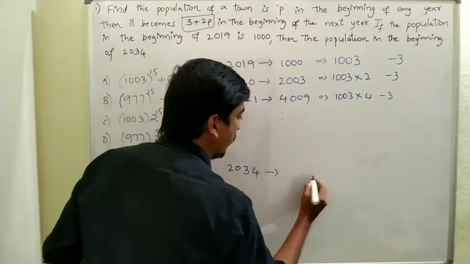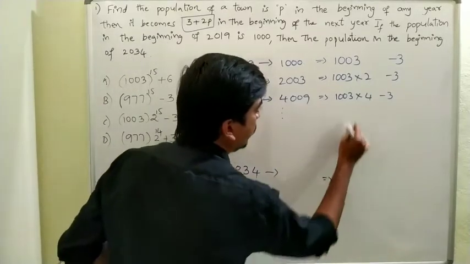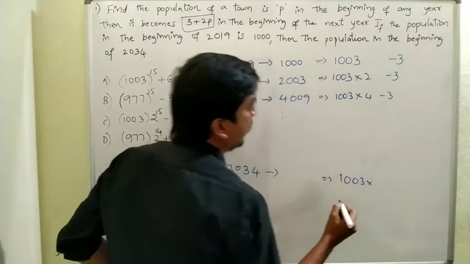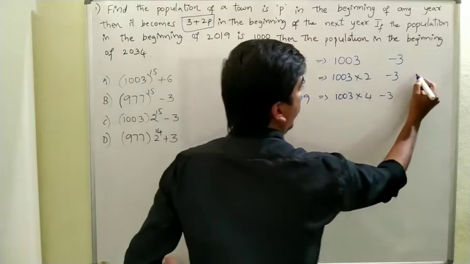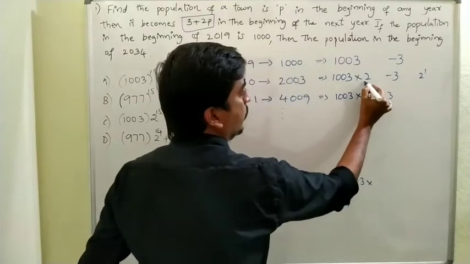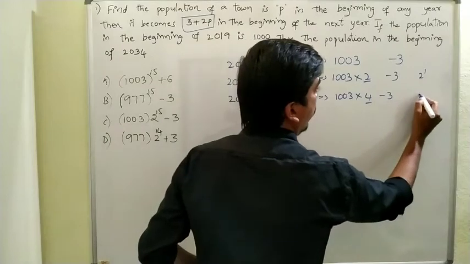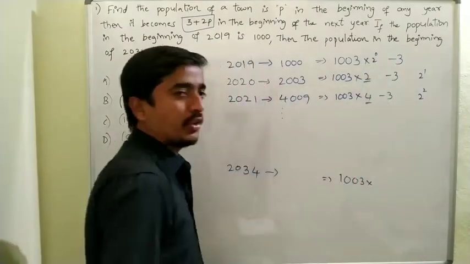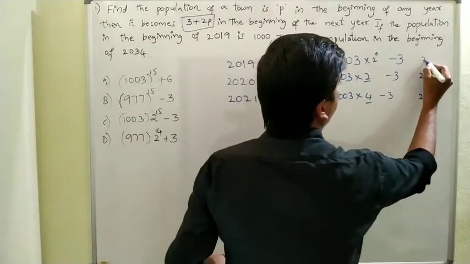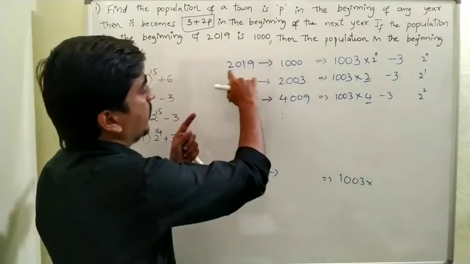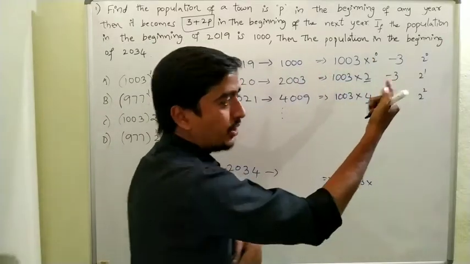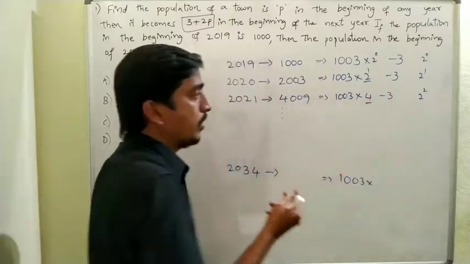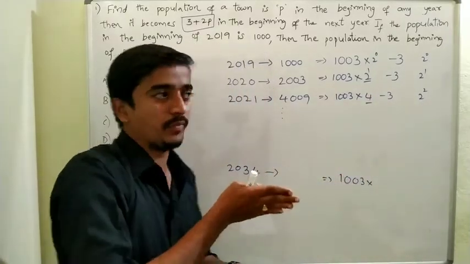In the same way, when we come to 2034, if you follow this pattern, 1003 into... 2 is nothing but 2 power 1, right? So here we are using 2 power 1. And 4 is nothing but 2 power 2, right? Next, we can write 1 as 2 power 0. 2 power 0 is 1. So if you observe, for the first term we have taken 2 power 0, the second term 2 power 1, the third 2 power 2. So the power is 1 less than the term number.